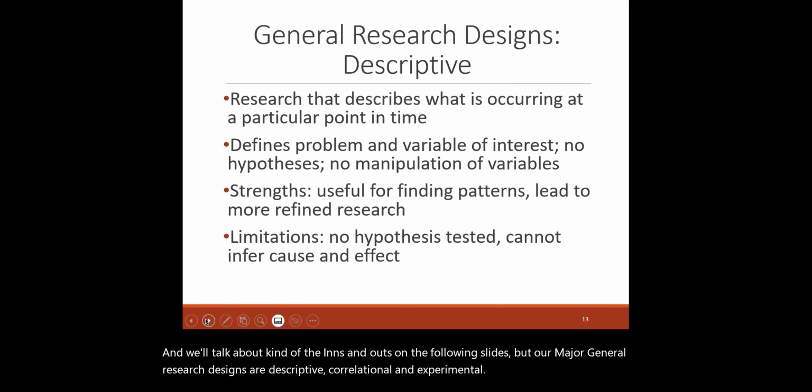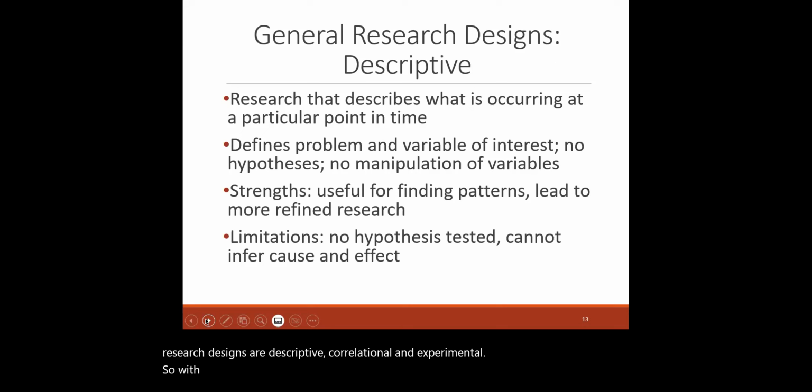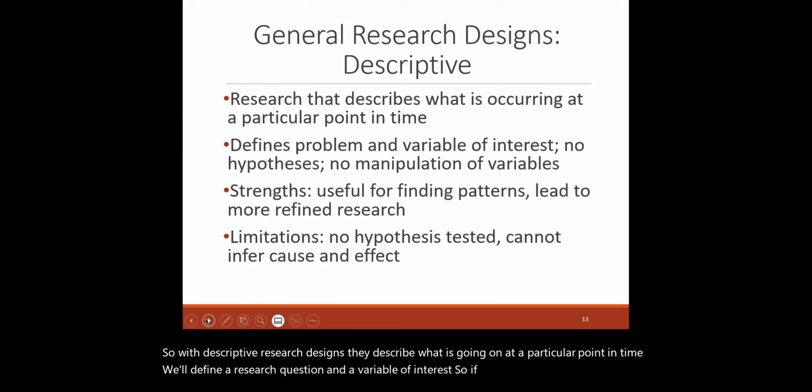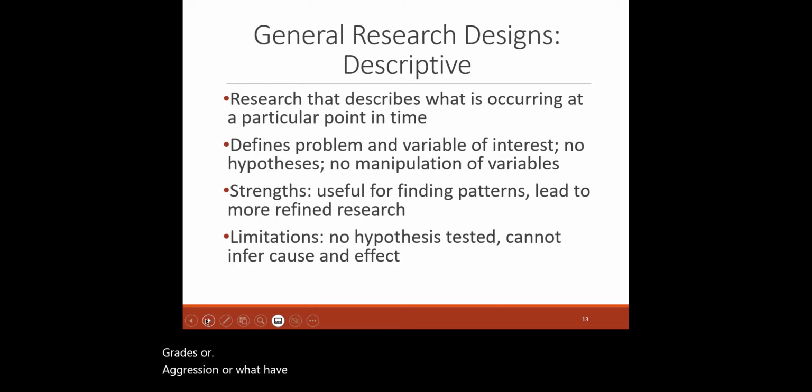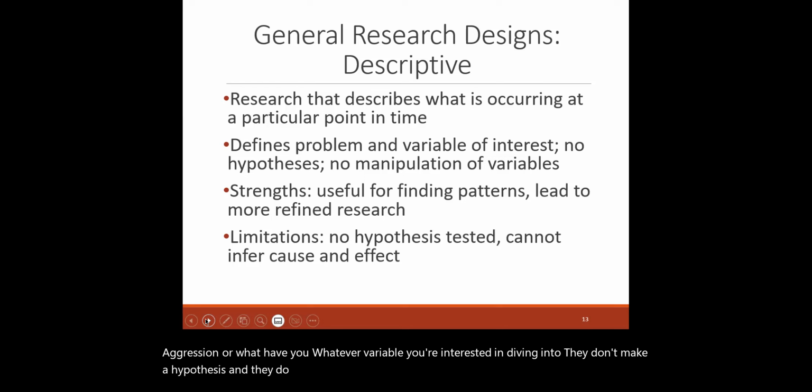So descriptive research designs describe what is going on at a particular point in time. We'll define a research question and a variable of interest. So if you're interested in studying grades or aggression or what have you, whatever variable you're interested in diving into. They don't make a hypothesis and they do not manipulate or control a variable with this type of study. It's really more a time to gather data and to see what is happening.